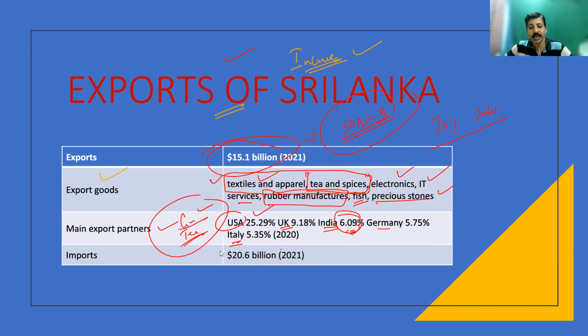And imports, how much are they making? As per the latest report, it is $20.6 billion. So here itself, you see almost around $5 billion of difference. This is per annum, per year. It is clear. So here itself, you have a trade deficit.